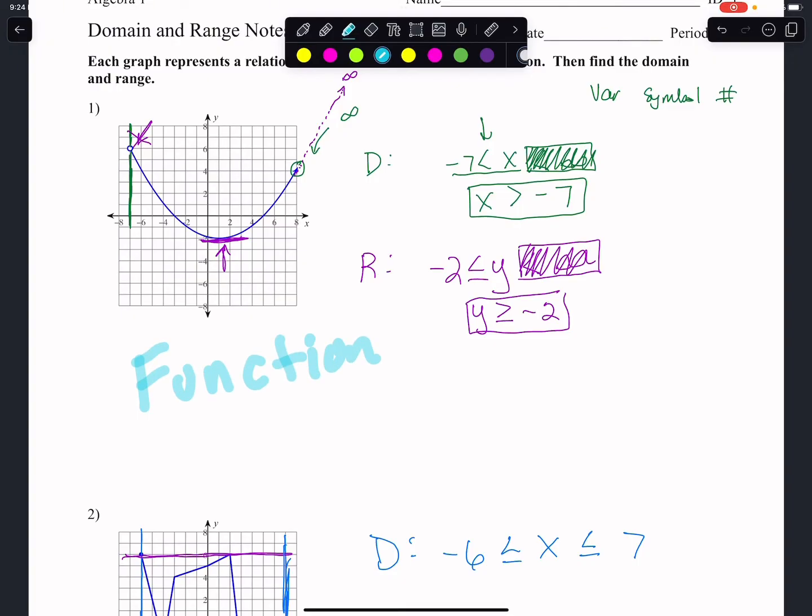How can you tell? Well, there's this thing called the vertical line test, which means that no matter where I draw a vertical line, it should only touch my picture once. So I can draw a vertical line here. It's only going to touch my line once. I can draw a vertical line here. It's only going to touch my line once. That is a function.